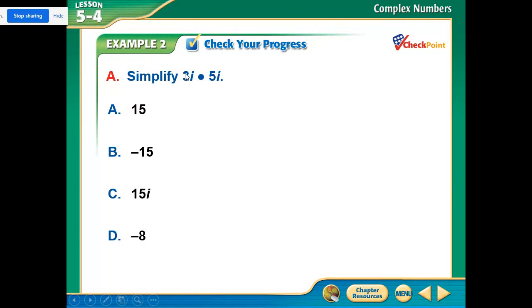All right, let's try another one. So 3 times 5 is 15. i squared, that i squared becomes -1. So 15 times -1 is just -15.